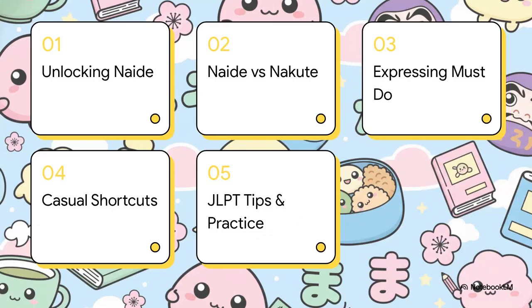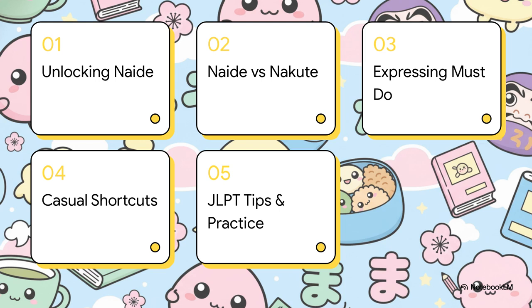Here's our structured roadmap for today. We'll start by unlocking naide, compare it to nakute, figure out how to express what we must do, pick up some awesome casual speech shortcuts, and finally wrap up with some JLPT tips. This roadmap is going to take you smoothly from textbook mechanics straight into real-world natural conversation.